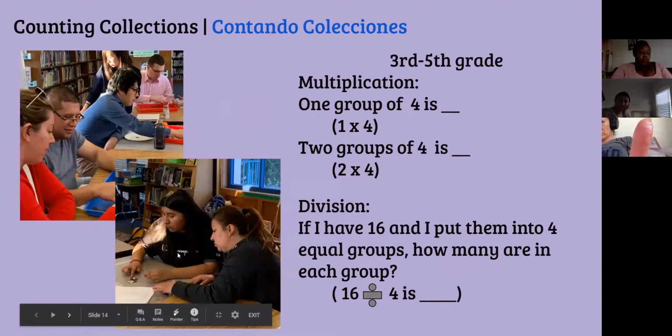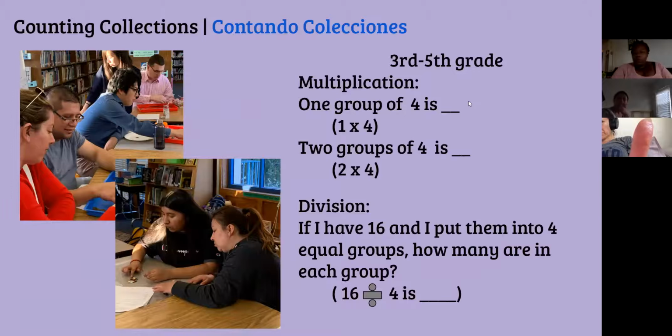So, for older kids, you can do counting collections that are, again, larger amounts. And you can even practice saying things like, okay, if they decided to count by fours, you can remind them, okay, so how much is one group of four? Four, right? How much is two groups of four? Eight. And how much is three groups of four? And you're basically practicing multiplication with the children.